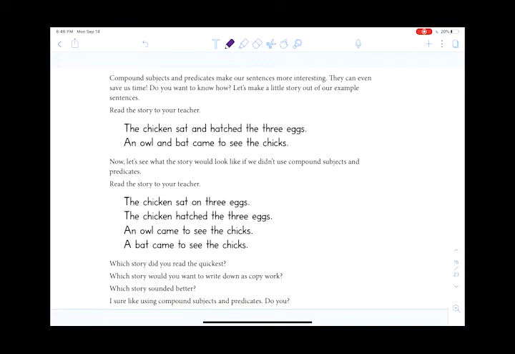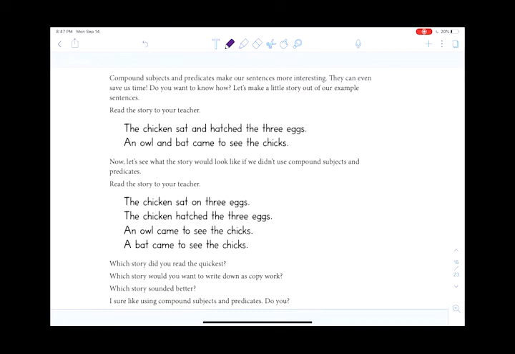Let's make a little story out of our example sentences. Read the story to your teacher. The chicken sat and hatched the three eggs. An owl and bat came to see the chicks.